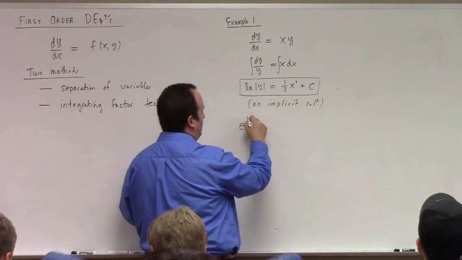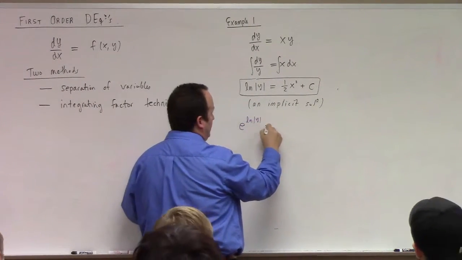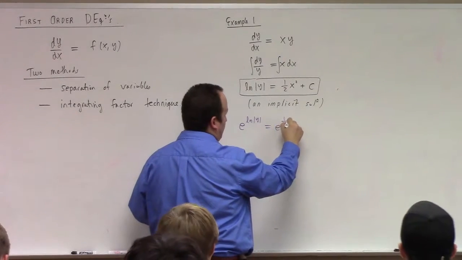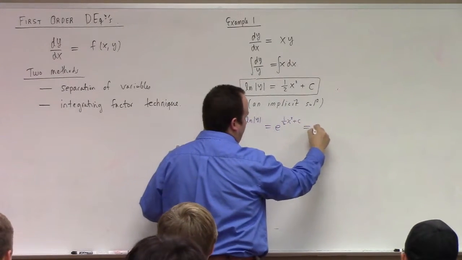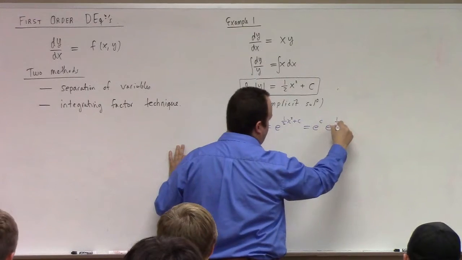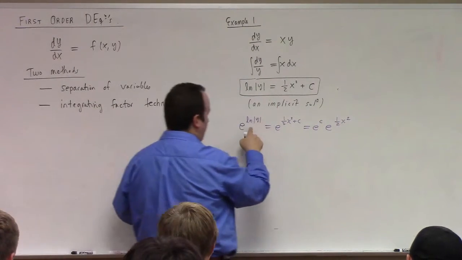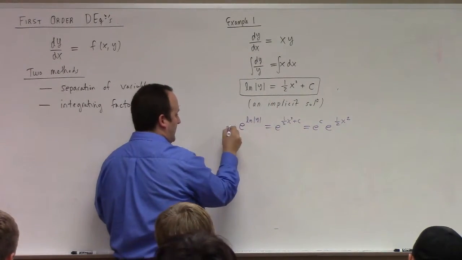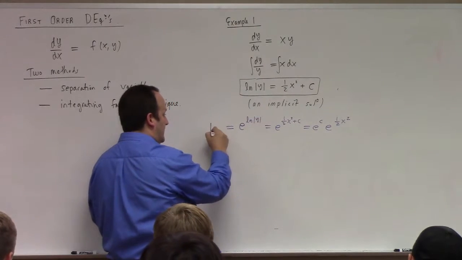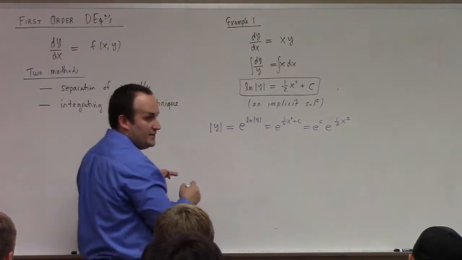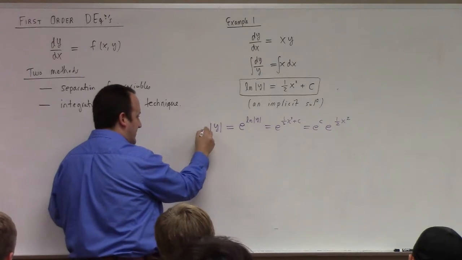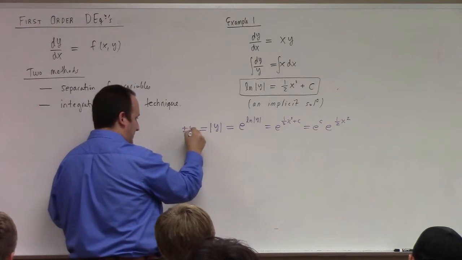e to the log of the absolute value of y is equal to e to the 1/2 x squared plus c, right? But that's e to the c times e to the 1/2 x squared by laws of exponents. This, on the other hand, is, if you allow me this short manga-style calculation, the absolute value of y, also known as plus or minus y.